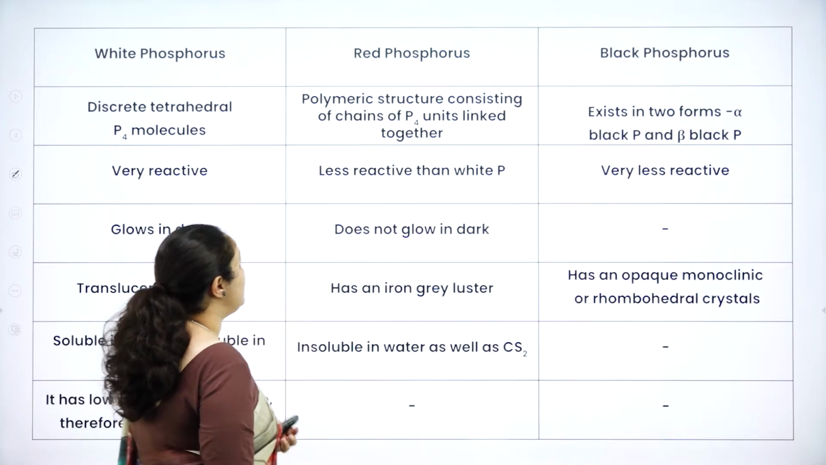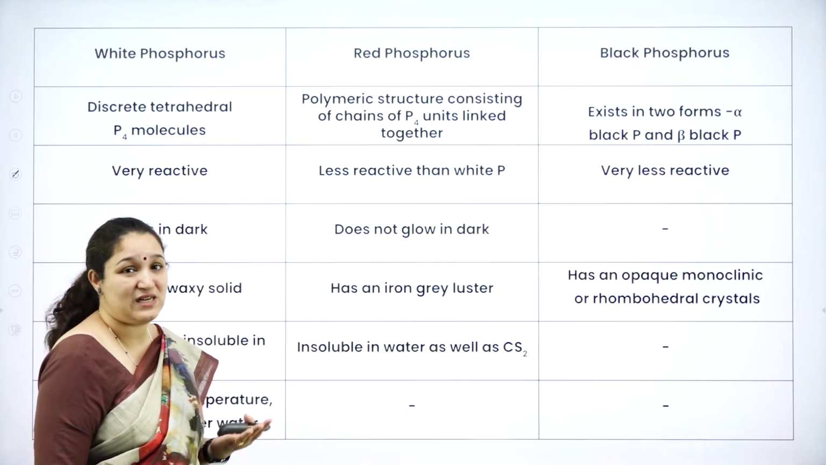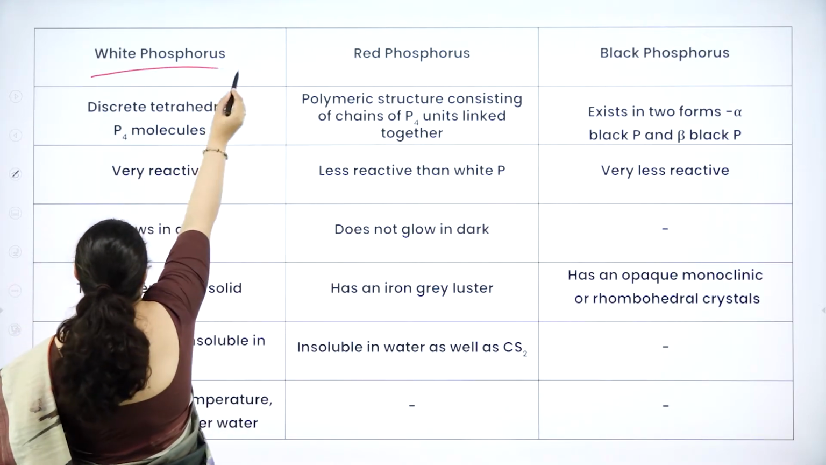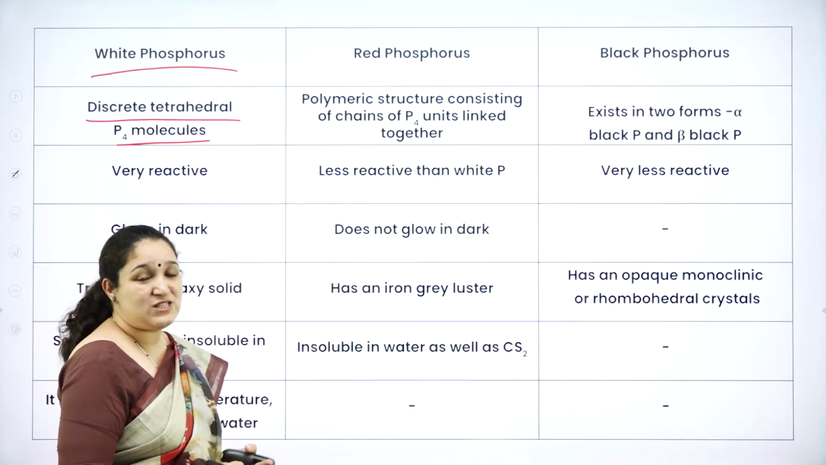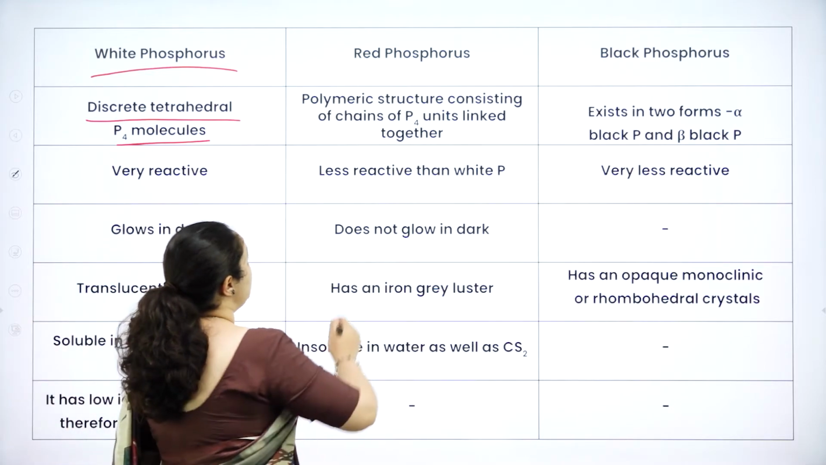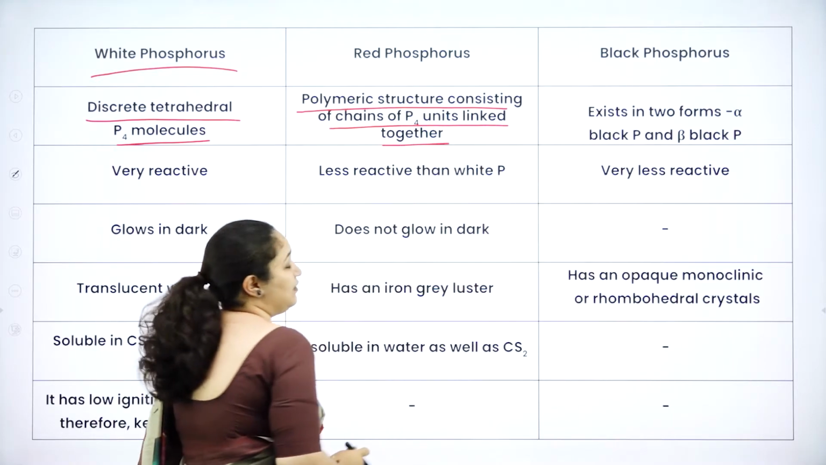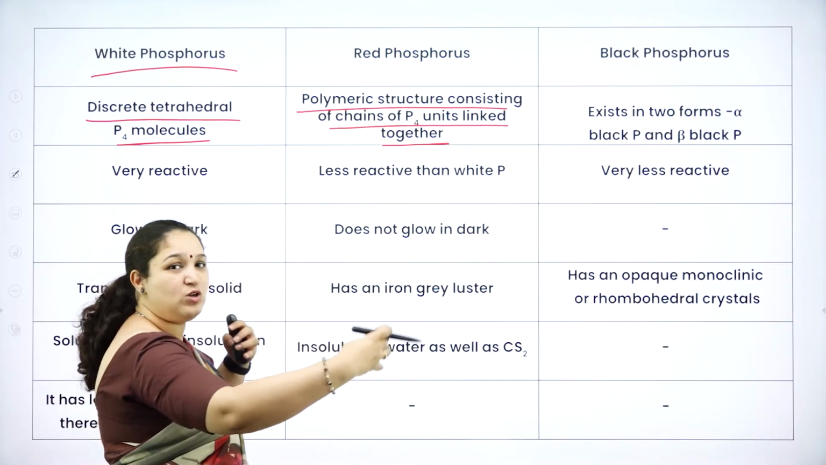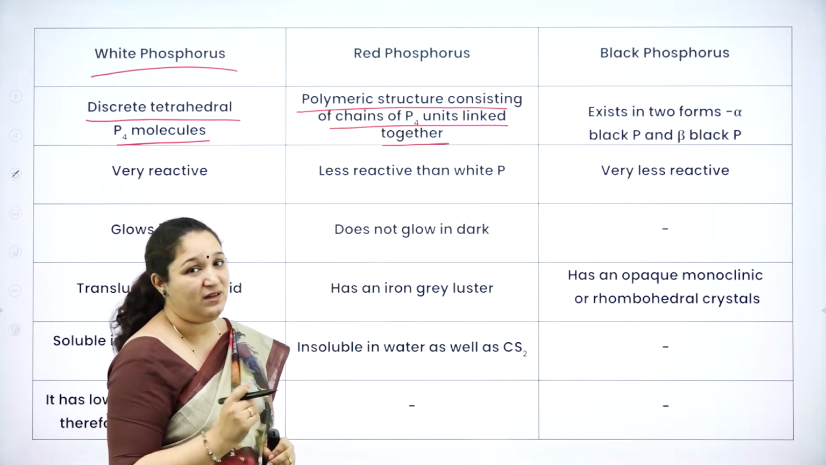Next we are going to study their properties. I have made a table so that we can compare and study, and it is easy for us to remember. White phosphorus is a discrete tetrahedral P4 molecule. So every molecule has 4 phosphorus atoms. But red phosphorus is a polymeric structure containing a chain of P4 units linked together. So you have P4 molecules attached to one another. You get a long chain, and we call it red phosphorus. More about the structure I will explain in the coming slides.